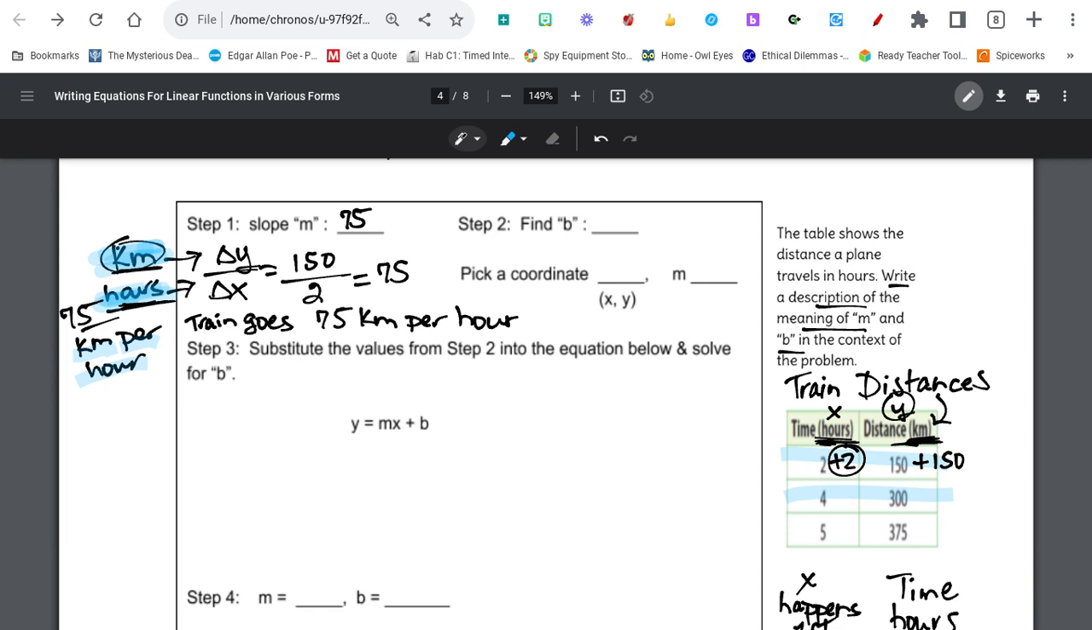All right, let's find B and talk about what it means. All right, so B, I just pick a coordinate. I'm going to pick 2, 150. All right, and 2 is my x. And 150 is my y. My slope is 75.